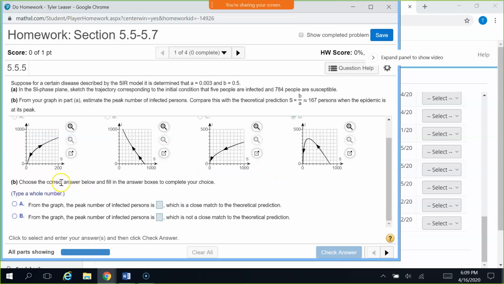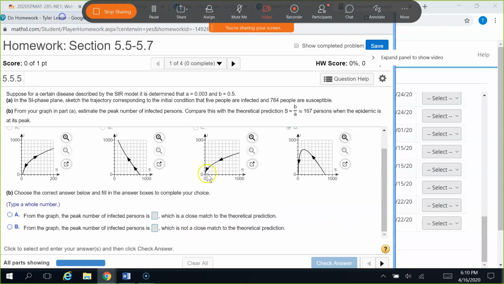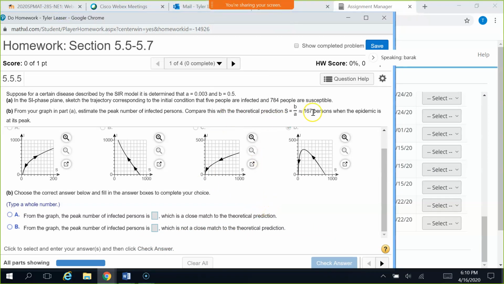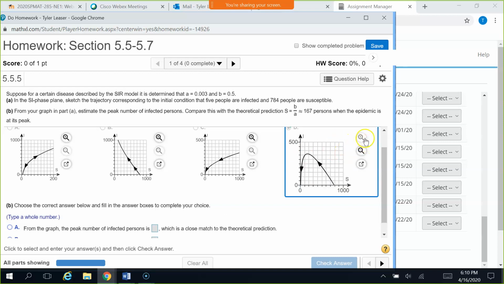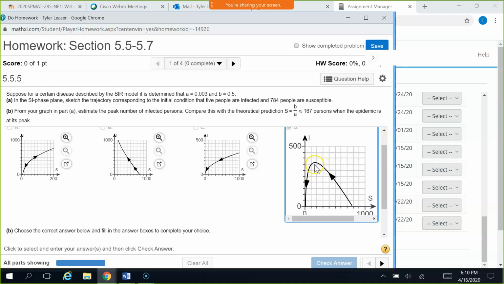Good. And then from that, choose the correct answer below. From the graph, the peak number of infected persons is blank, which is a close match to the theoretical, or which is not close to the theoretical prediction. The theoretical prediction it gives us here is 167 persons when the epidemic is at its peak. But notice that our peak is up here, if we blow up a little bit. Our peak looks like it's around the 400-ish range. But the theoretical peak is at 167, so they're not close.